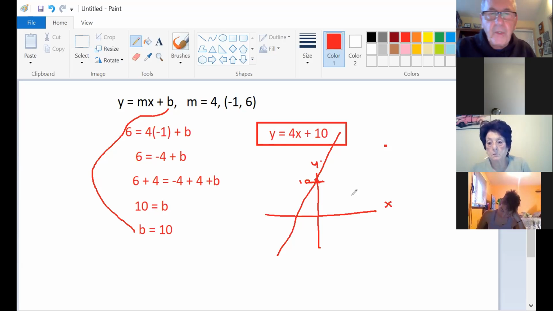Okay. So I'm going to stop sharing that. That's the y-intercept form.